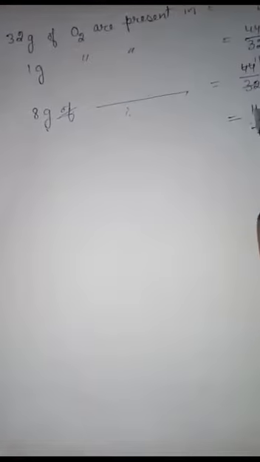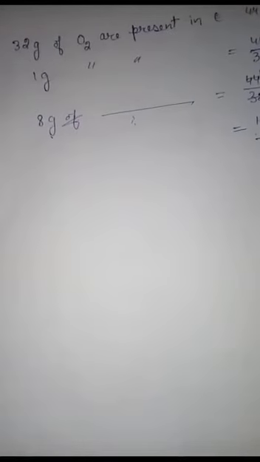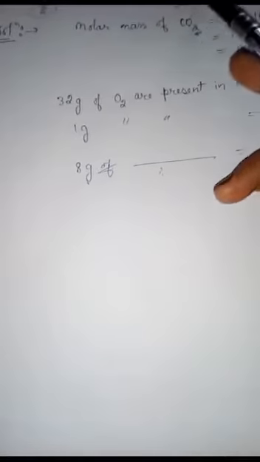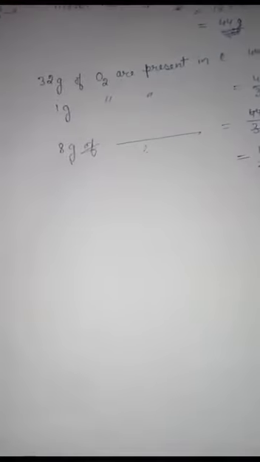Clear? It means 8 gram of oxygen O2 will be present in 11 gram of carbon dioxide. But what we have to calculate? We have to calculate the number of molecules of carbon dioxide which contains 8 gram of oxygen.